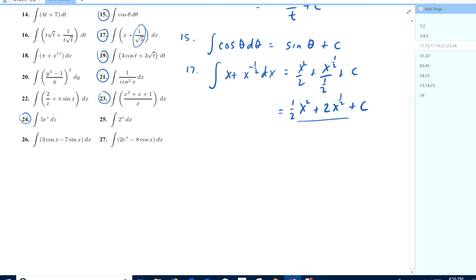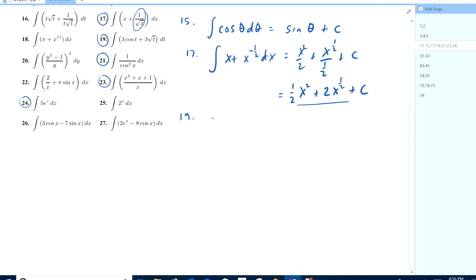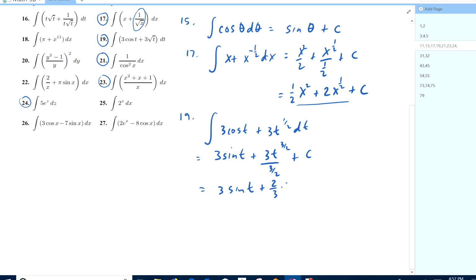Okay. Alright, number 19. Integral of 3 cosine of t plus 3t to the 1/2 dt. It's going to be 3 sine of t, derivative of sine is cosine, plus 3t to the 3/2 divided by 3/2 plus a constant. Excuse me, and that just becomes 2/3 times 3t to the 3/2 plus a constant, and so those 3's cancel, and we're left with 2t to the 3/2.